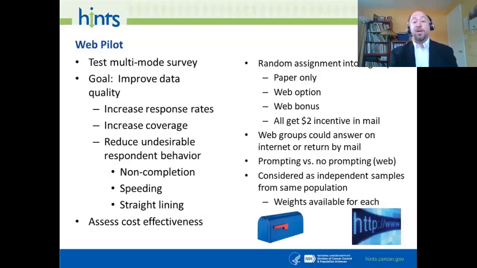Those who did complete it on the web were actually randomly assigned to either get prompting or no prompting. And when I'm talking about prompting, I'm meaning for either speeding or straight lining. That's kind of the nice thing about doing a survey on the internet. You can look to see how long it takes them to answer any one question. And Westat created this nice algorithm where they said, if it seems like it's too fast, we're going to give them a little prompt to say, "Hey, it looks like you're going through this too quickly. Are you sure you're taking the time you need?" And the same thing with straight lining, where they could detect the same answer over multiple questions, and again, could be prompted to say, "Are you sure you're really thinking this through?"